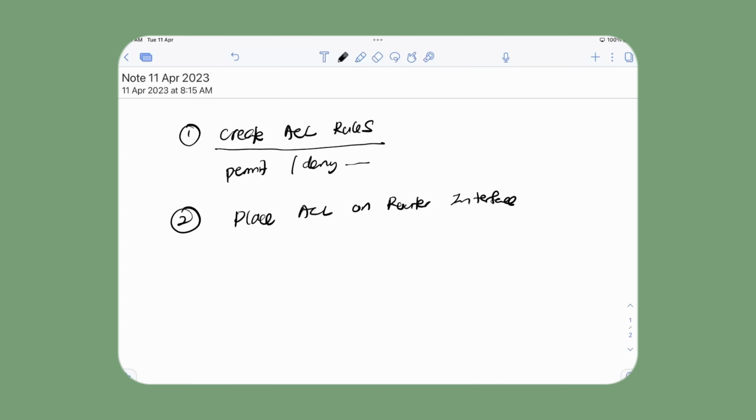So step 2 is, after you have the rule already, you need to decide where you want this rule to take place. Because a router is like that. Router got so many interfaces. Let's say I got one example. This is a 4 interface router.